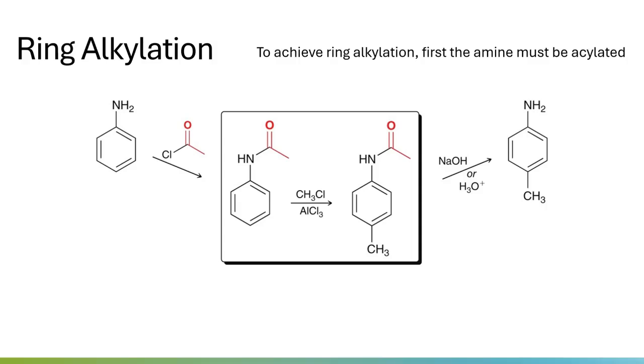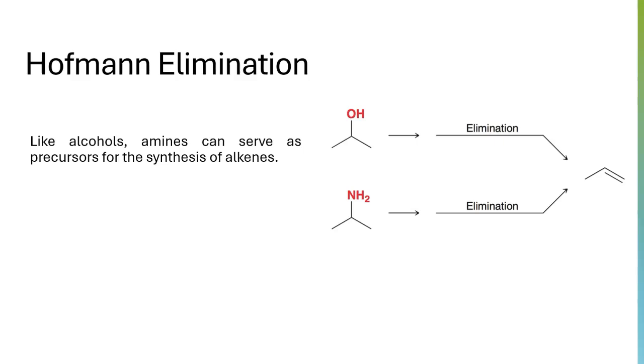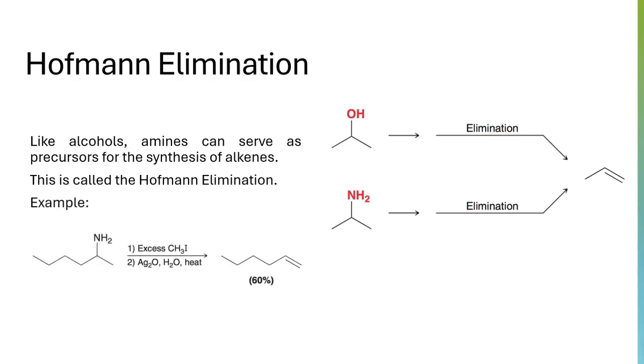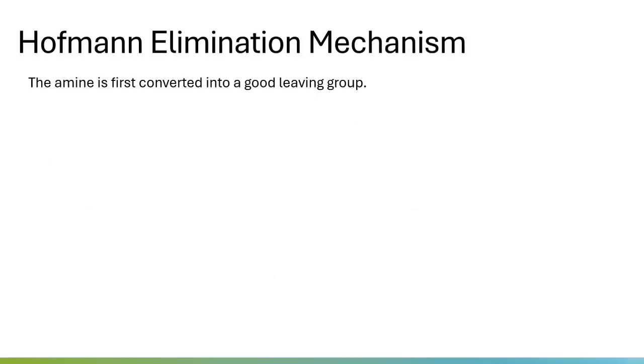Hofmann elimination. Like alcohols, amines can also serve as precursors for the synthesis of alkenes via elimination. It is called Hofmann elimination. For example, in the first step, the amine is reacted with an excess of alkyl halide, followed by the elimination step. Hofmann elimination mechanism. The amine is first converted into a good leaving group.